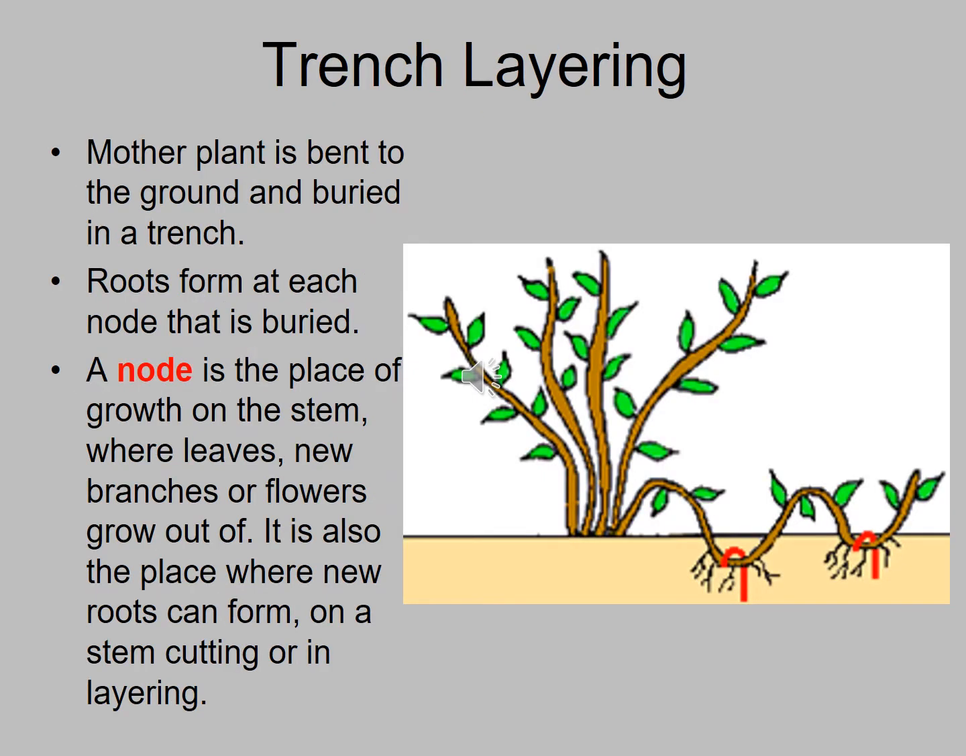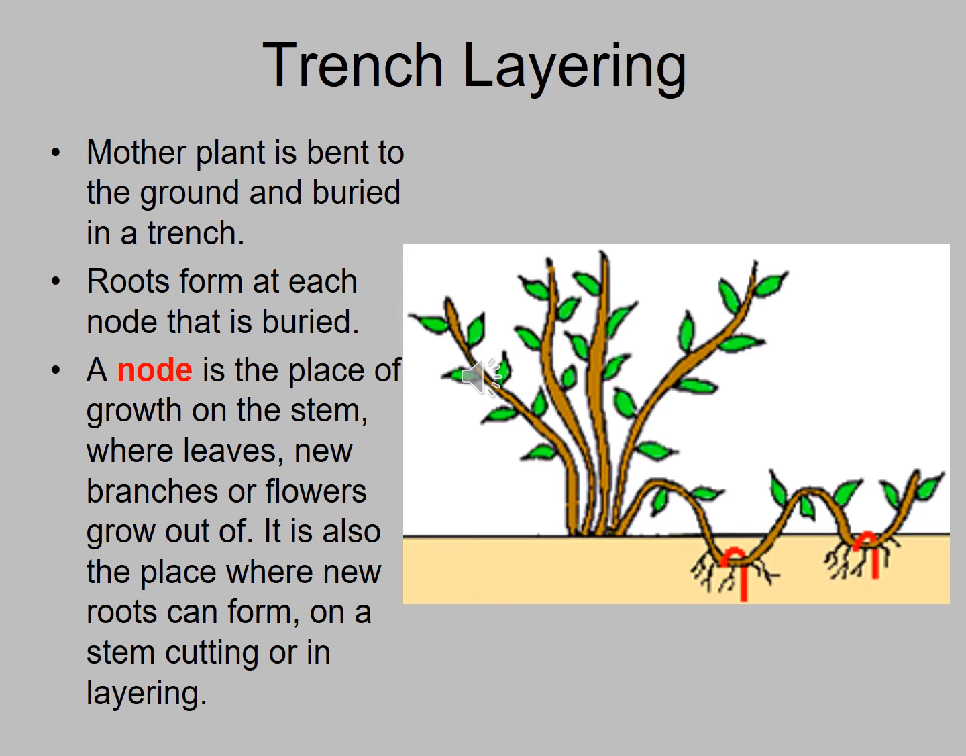Trench layering is also kind of cool, where you take a long branch and bend it in a spot till it slightly breaks, not completely, but just until you see the bark cracking a little bit. That's wounding it enough to then put that underground.